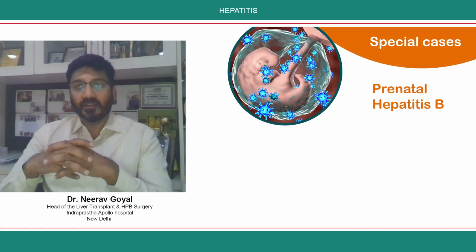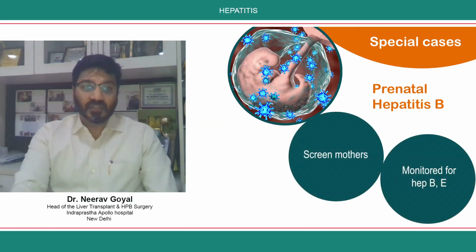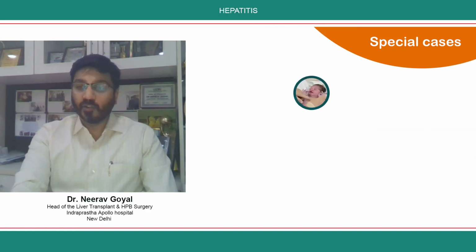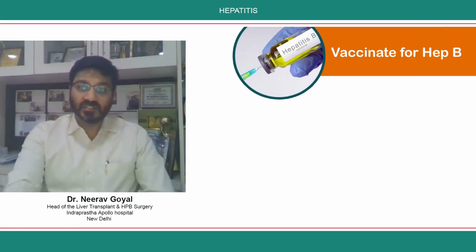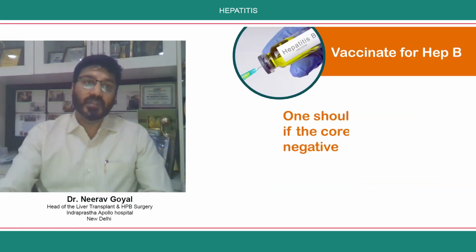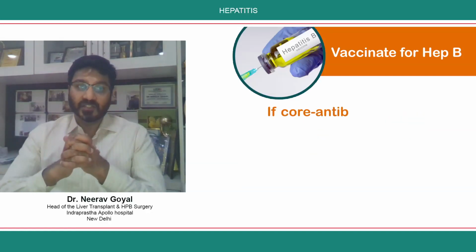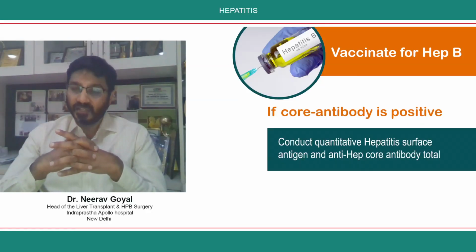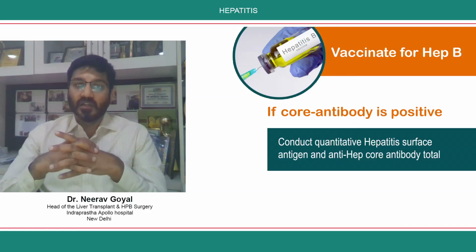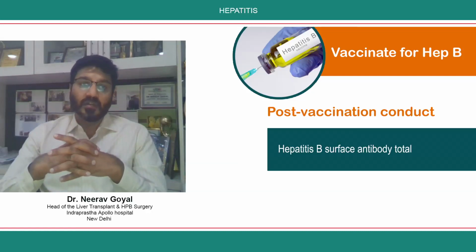Then for prenatal hepatitis B screening, the mother should be monitored for hepatitis B E antigen and anti-HBe antibody, and in the newborn one should have a quantitative anti-HBs titer after vaccination. For hepatitis B vaccination, in vaccinated patients, if the core antibody is negative, one should vaccinate. If it is positive, then quantitative hepatitis B surface antigen and anti-hepatitis B core antibody total should be done. And post-vaccination, one should do a hepatitis B surface antibody total.